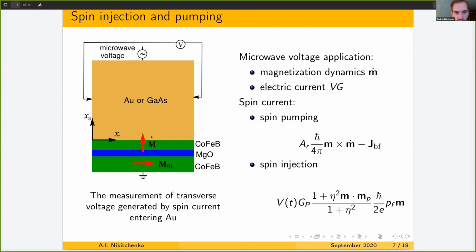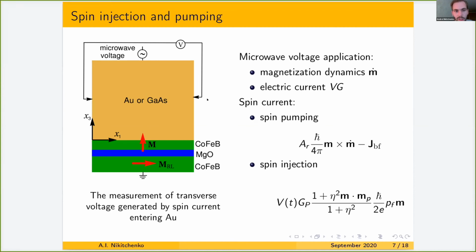And this spin current enters gold and decays from the interface due to the spin relaxation processes. Due to the spin orbit coupling in gold, specifically the inverse spin Hall effect, this generates the transverse electric current, which induces a transverse voltage on the sample boundaries. That can be measured experimentally to estimate the efficiency of the proposed spin injector.